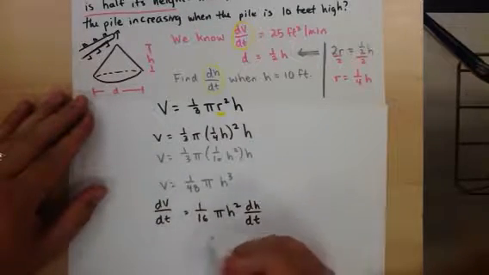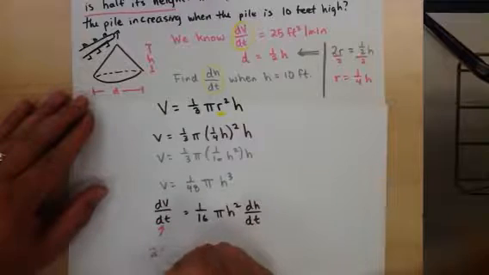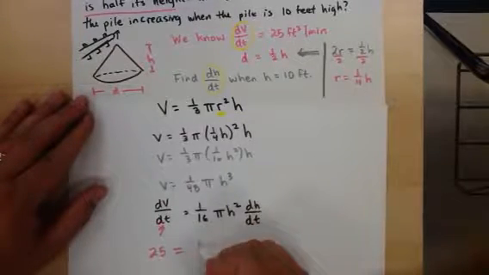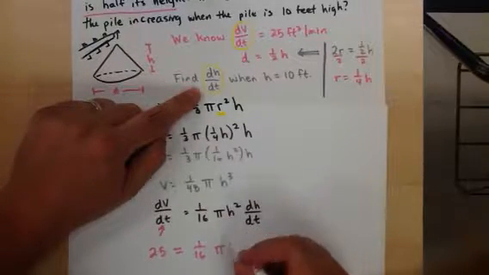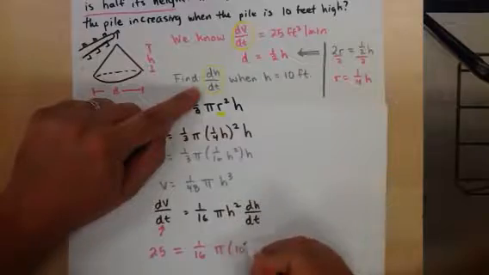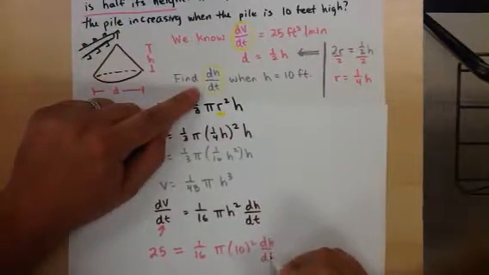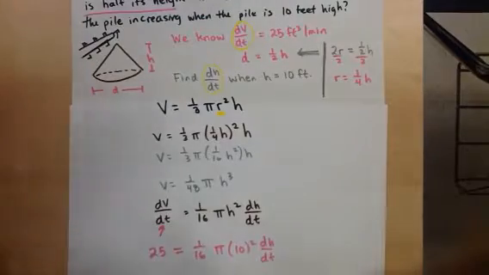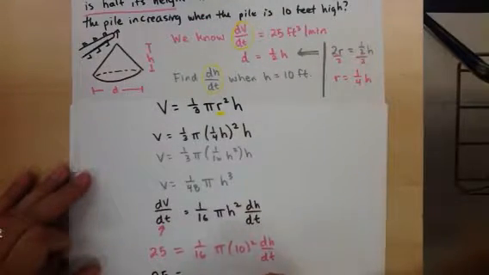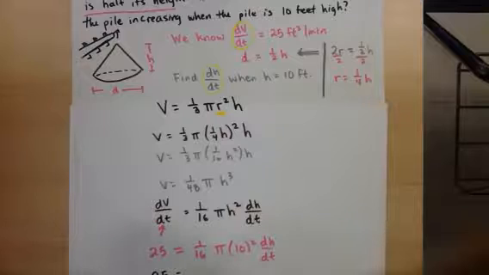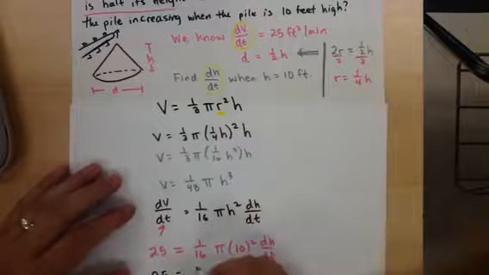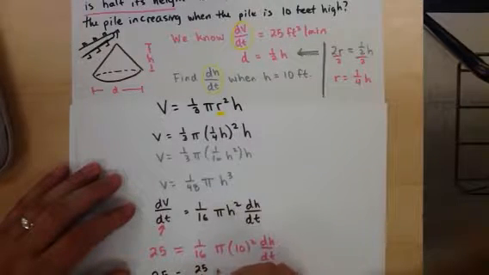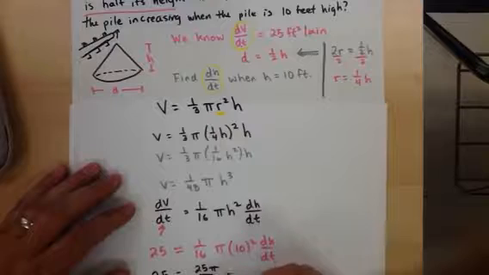So what do I know? I know that this is 25 cubic feet a minute, so I know that. I know that the height in the instance where I'm interested in the change in height is going to be 10. And so there's that dh over dt at the end. That's the only unknown, and that's the good point, okay? So I got 25 equaling 100 over 16, that's what? 25/4. So I got 25 pi over 4 times dh over dt.